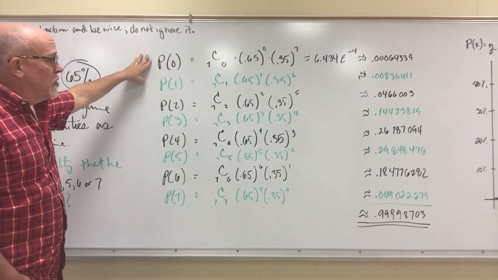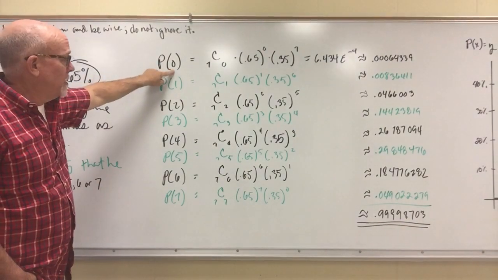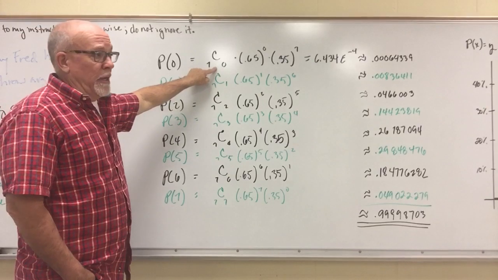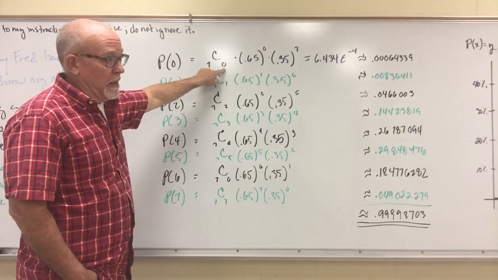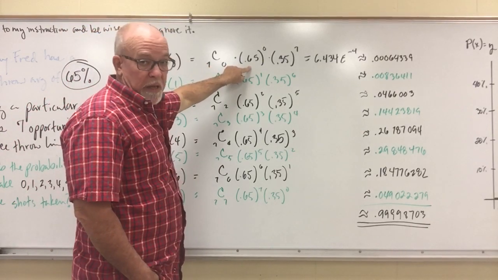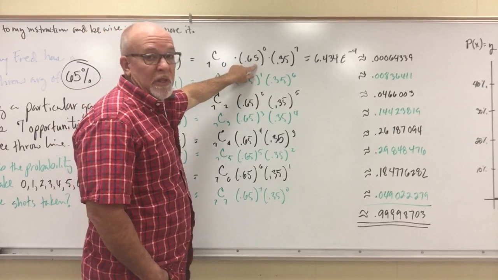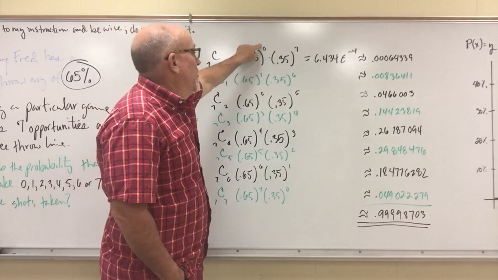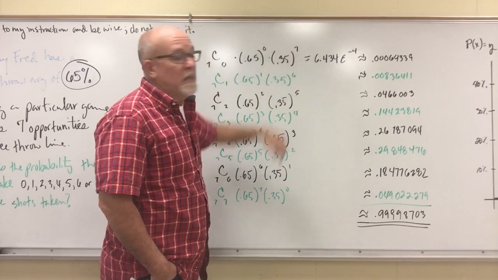All right, so this is probability of him making 0 shots. It is a combination of 7 trials, not making any of them, times the probability of success. So he's already stated at 65%. Did not make any of them. That means he failed 35%. He failed all 7 times.